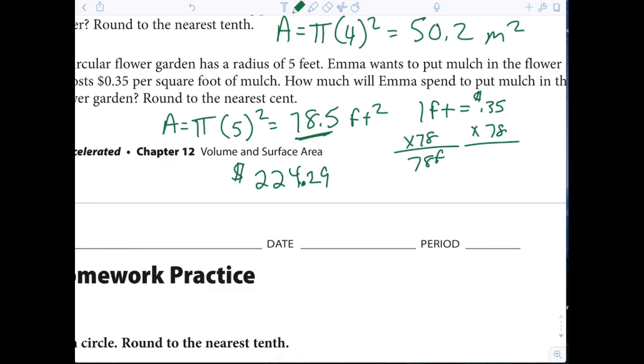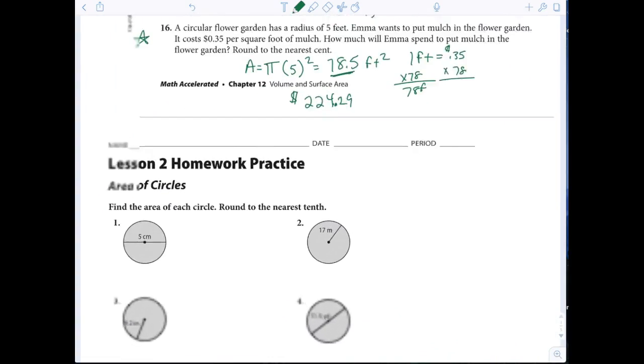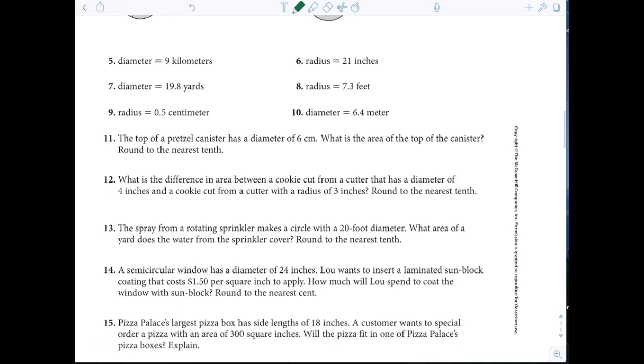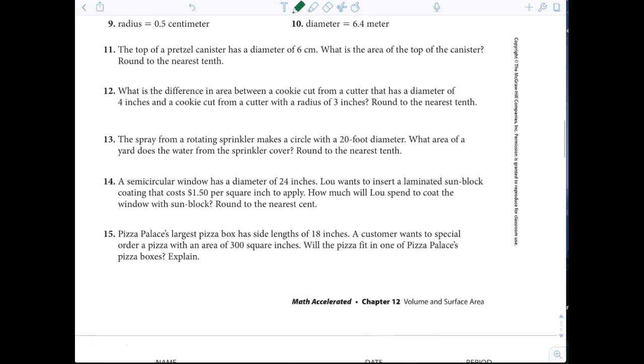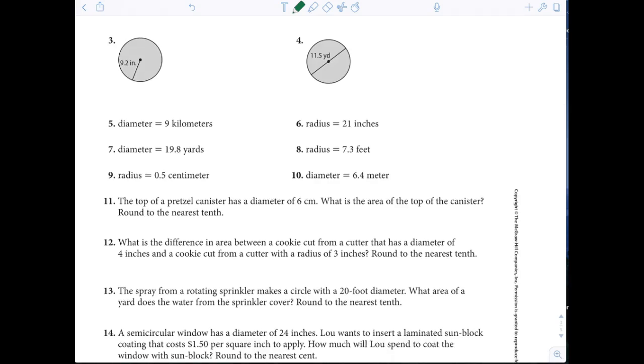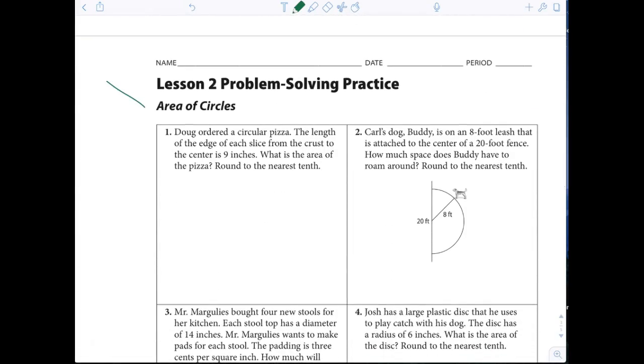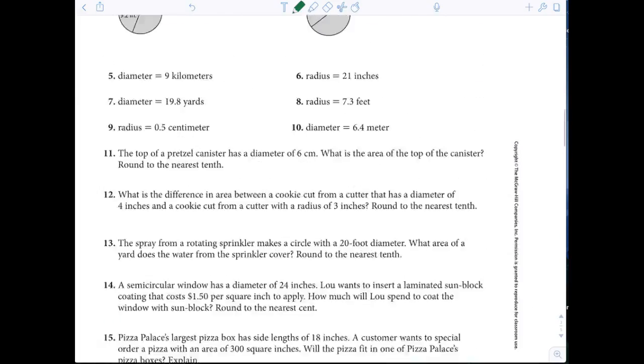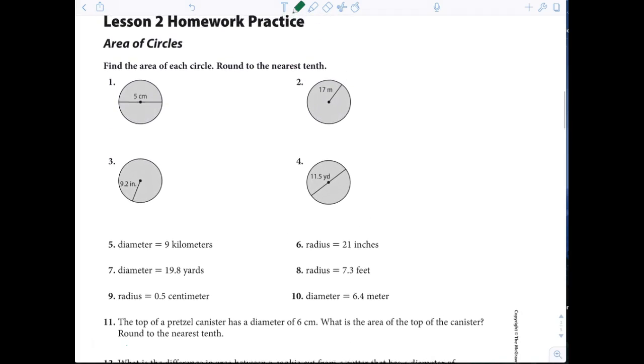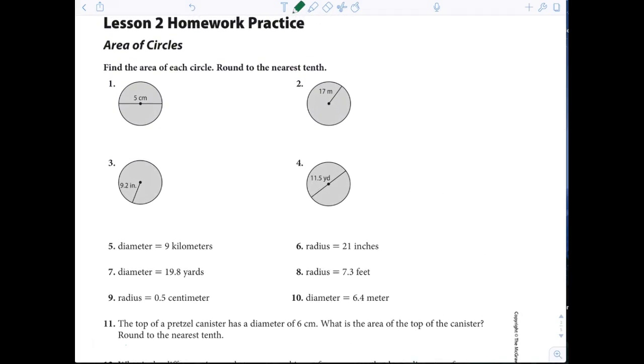All right, everybody's pretty good? So now your job, they just draw a couple pictures here. I want everybody to try 1 through 15 real quick on the next page. You don't have to do the SAT problems. Just put A equals. We wrote pi r squared enough.